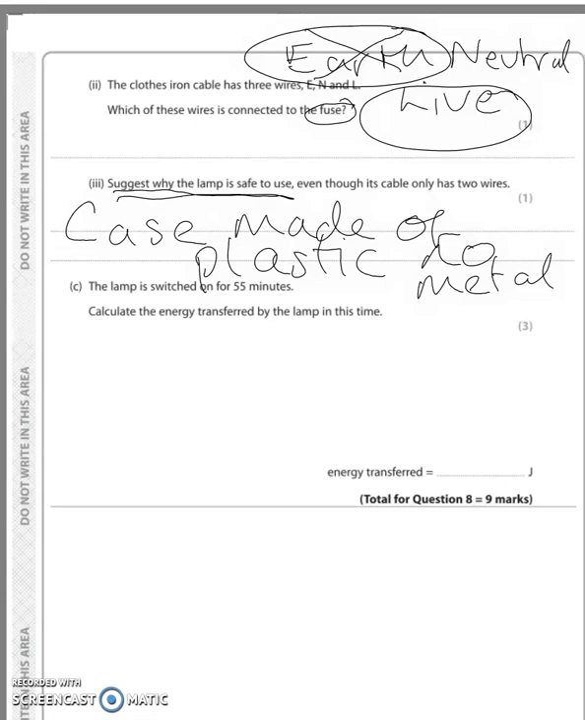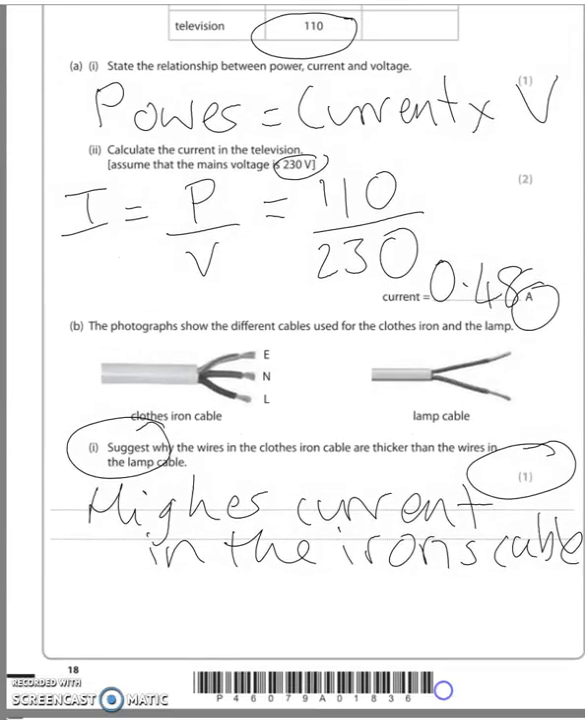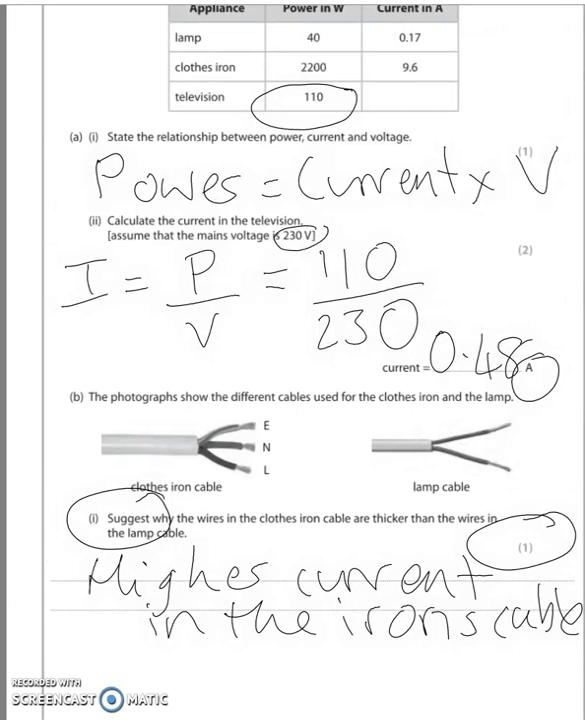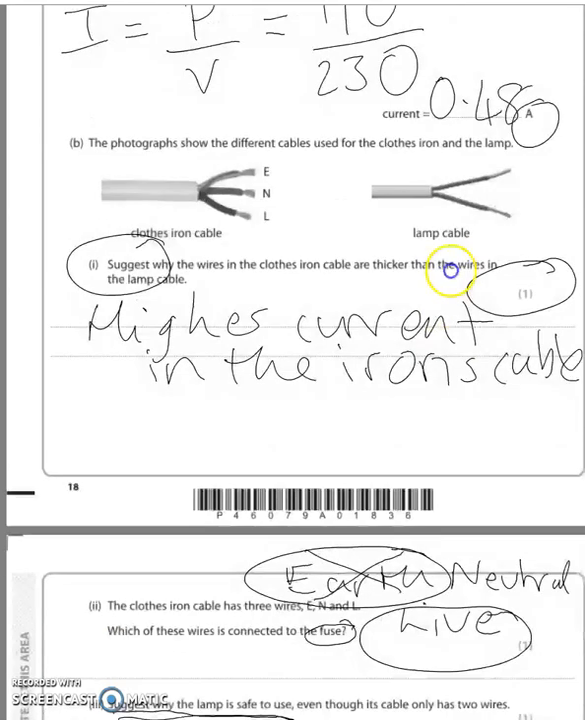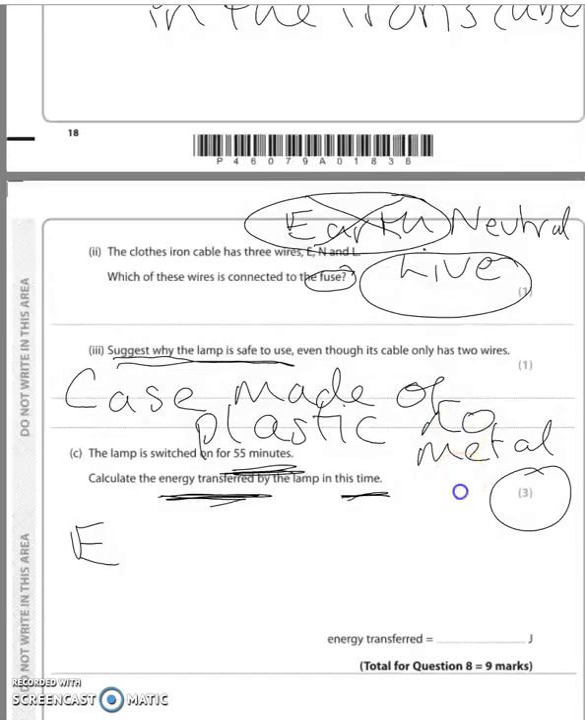So for part C, maths question, 3 marks. The lamp is switched on for 55 minutes. Calculate the energy transferred by the lamp in this time. We were given earlier the equation power equals current times voltage. We haven't really used that yet, so there's a clue there. But we want energy. Looking at everything else that you have in the question, we've got this information up at the top, which we've, again, not used yet. So there should be a clue there.